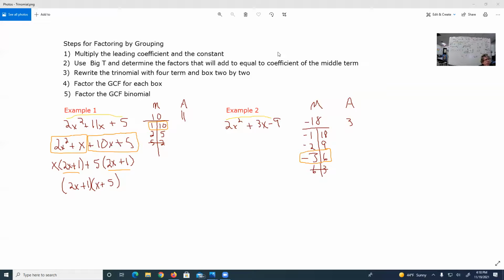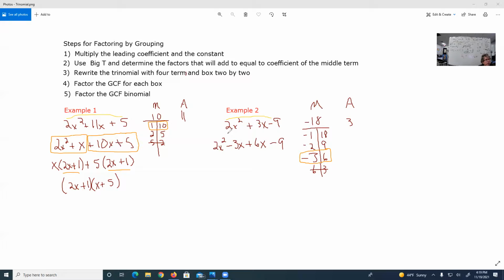So moving into step number 3, we're now going to rewrite this trinomial with four terms, and we want to box 2 by 2. So again, the quadratic term stays the same, 2x squared, but the middle term gets broken apart. It's always a good idea to keep the subtraction sign first if you can, and we can. And then the plus 6x slides in. That makes the math a little bit easier. If we do more examples, you would see why that works a little bit better. And then we have a minus 9 here. So I got it rewritten as 4 terms.